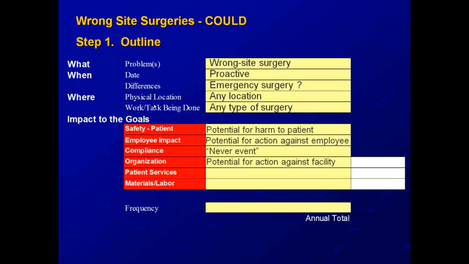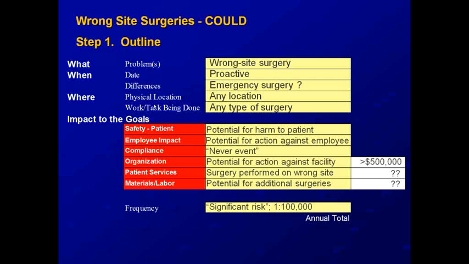The actual cost associated with the action against the facility can vary, but many cases have been shown to have been settled for more than $500,000. The patient services goal is impacted because the surgery is performed on the wrong site. The cost of that varies by the type of surgery. The materials and labor goal is impacted because of the potential for the need for additional surgeries. Again, the cost associated with that is based on the type of surgery performed.